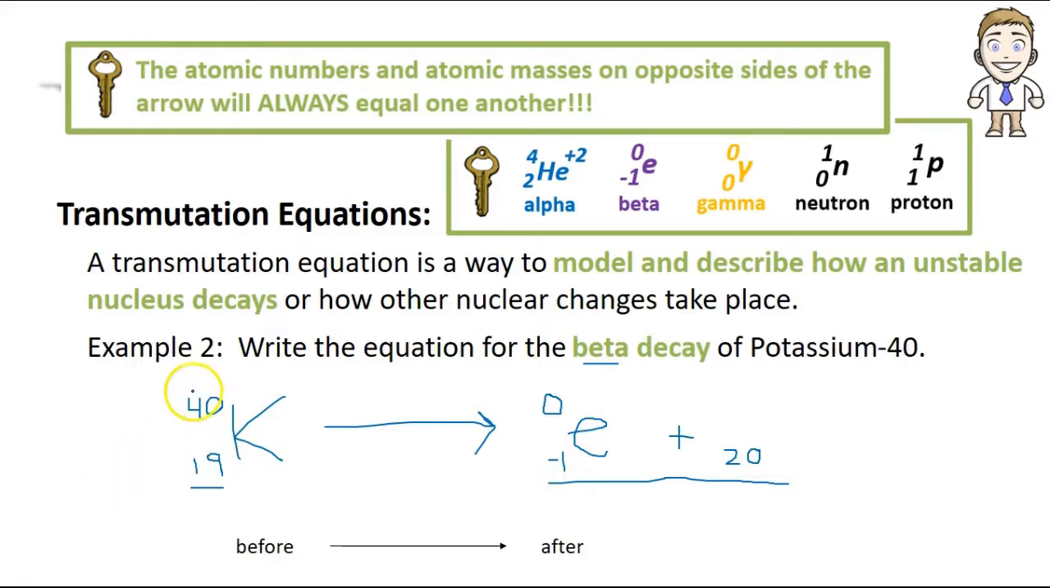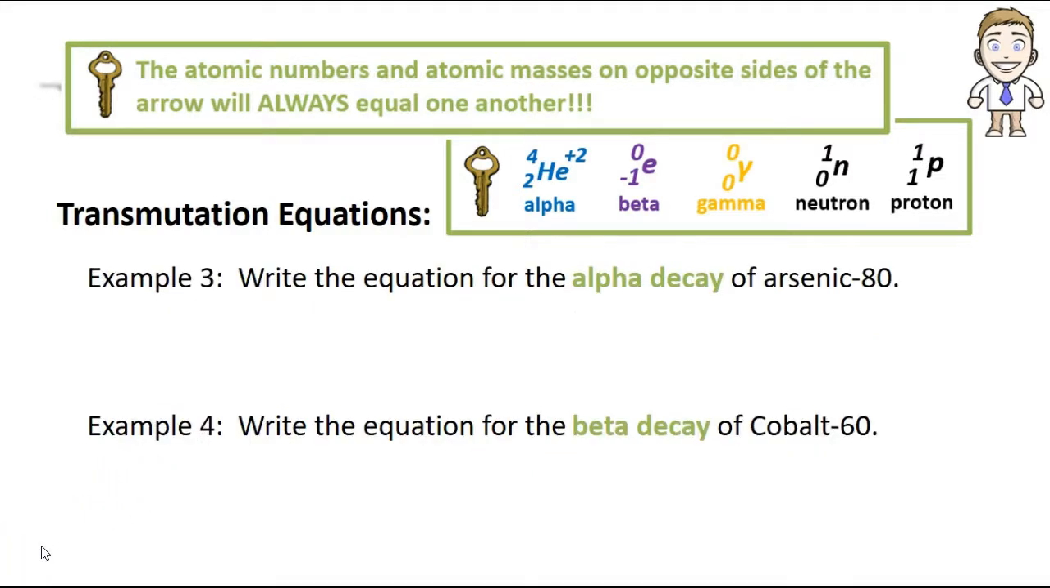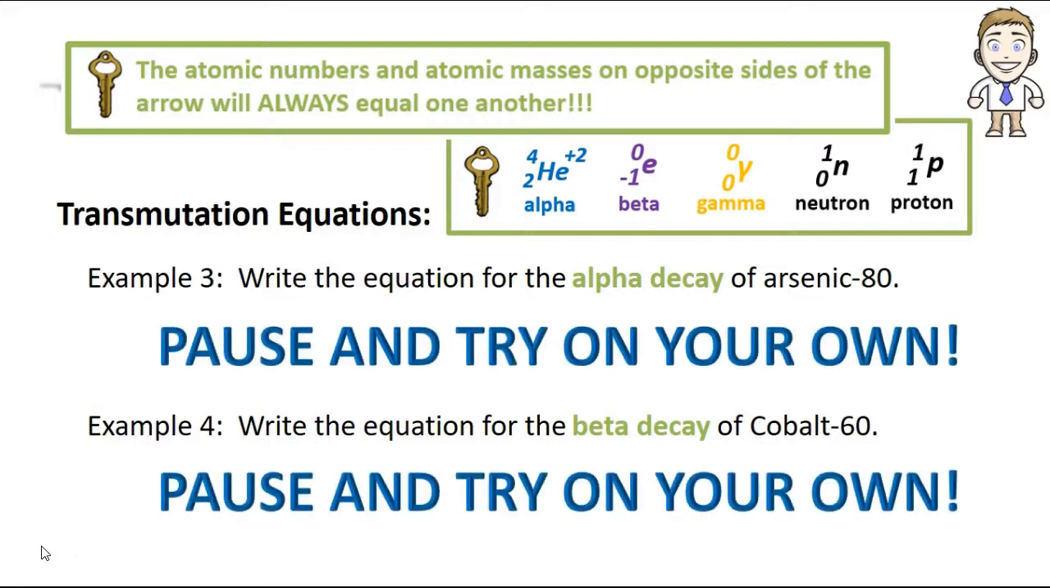Do the same thing with the mass. We start with a mass of 40, so I have to end with a total mass of 40. Luckily, the beta particle has no mass, so this new particle also has a mass of 40. The final step is to look up what new element has 20 protons, which happens to be calcium, and that completes the whole equation. So now that you've seen me walk through 2 of these, it's a good time for you to pause the video and try a couple on your own to see if you get it. And then once you've tried them both, hit play again and see how you did.